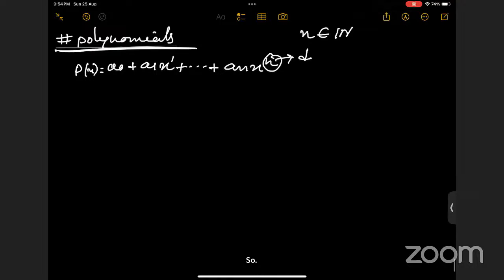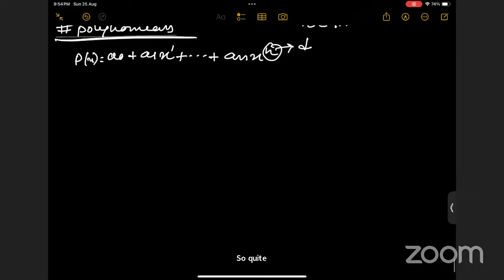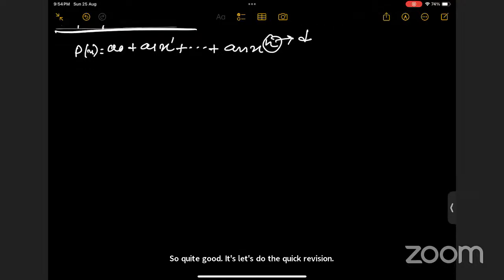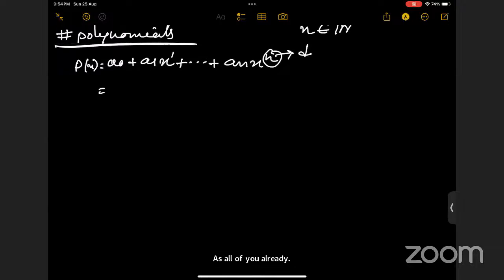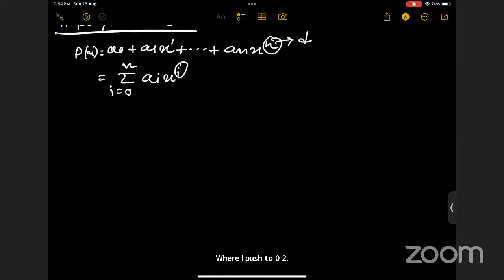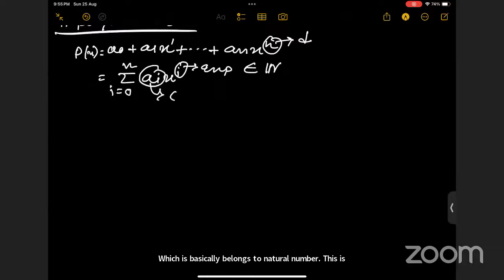So let's do the quick revision portion. As all of you already know, I will not spend more time on it. So we can express it in this form also, right? Where i equals 0 to n. This is called the exponent, which basically belongs to the natural numbers. This is called the coefficient. We all already know that, right?